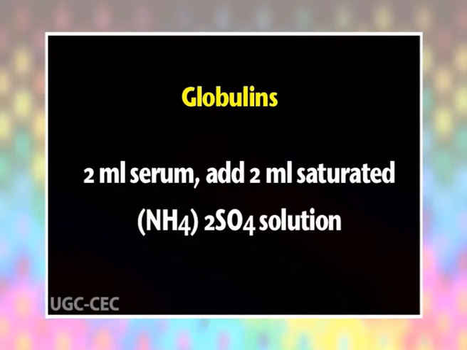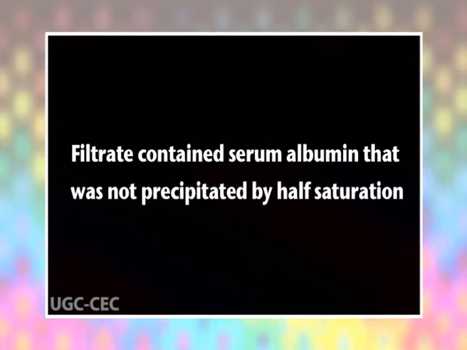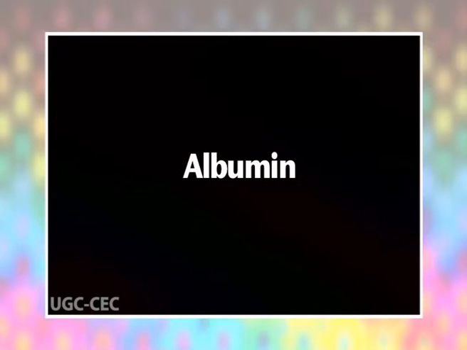Now let's discuss the test for proteins in blood. First, globulins. To 2 ml serum, add 2 ml saturated ammonium sulfate solution, which is also known as half saturation. The globulins are precipitated. Filter the solution. Test the filtrate by biuret reaction using 40% sodium hydroxide solution. If the test is positive, then the filtrate contains serum albumin that was not precipitated by half saturation. The next is albumin. Fully saturate with ammonium sulfate crystals the filtrate of the above experiment.